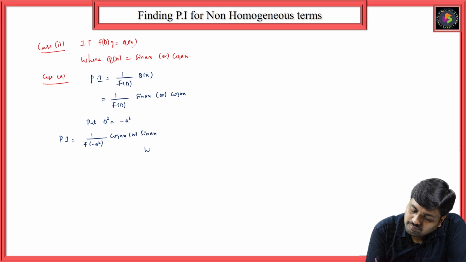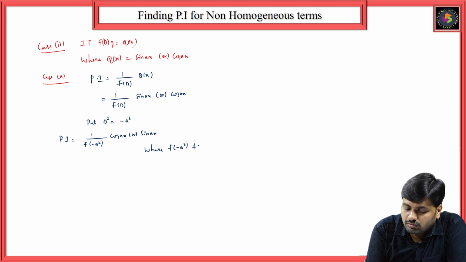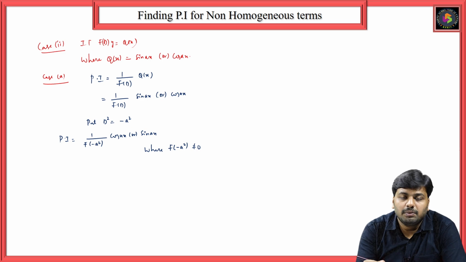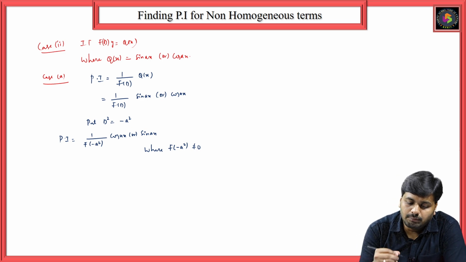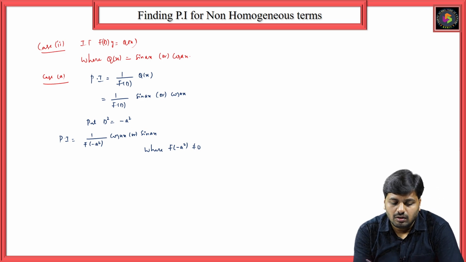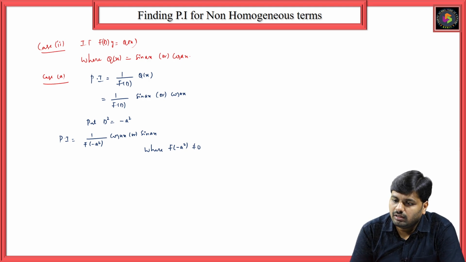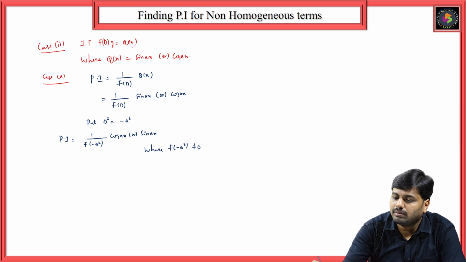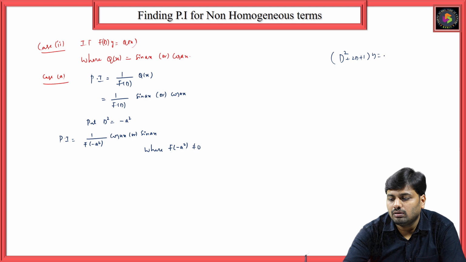Here f of minus a square is not equal to 0. I think you people may have a doubt on this: when I substitute D square equal to minus a square, what is the output actually? We'll discuss one short example: D square plus 2D plus 1 of y equal to sin 2x. Let us consider this equation.